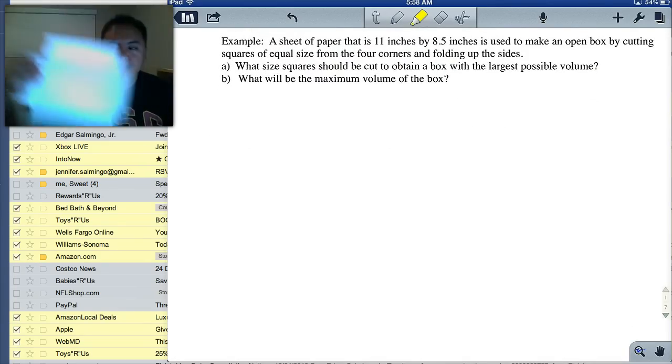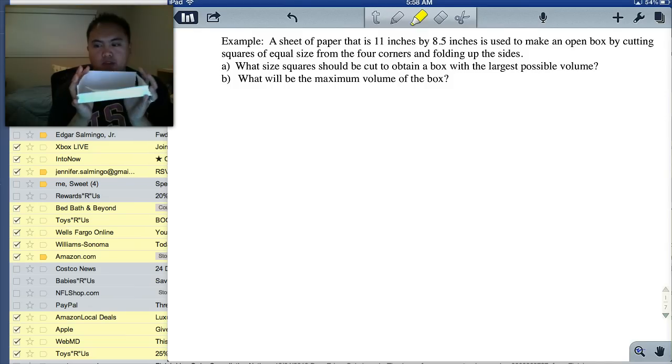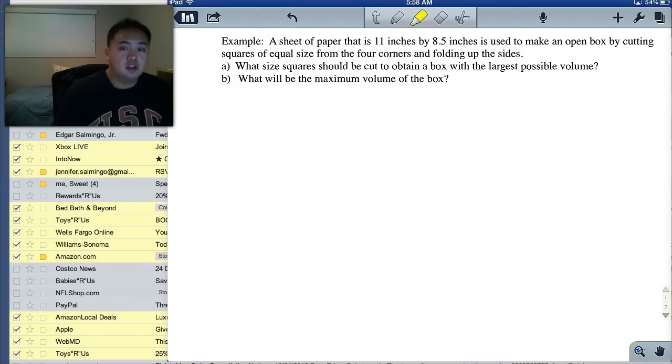You have a sheet of paper, 8.5 by 11, and you want to make an open box by cutting out squares on the sides. The question is, what size squares should I cut so I get the largest volume in this box, so I could store the most stuff in this box? So again, step 1, what you're always going to do is draw a picture. I'm going to draw like a top-down picture, like so.